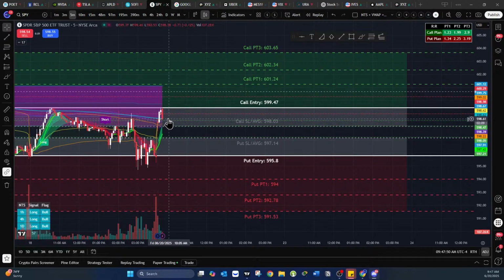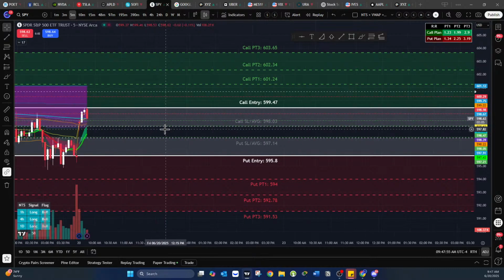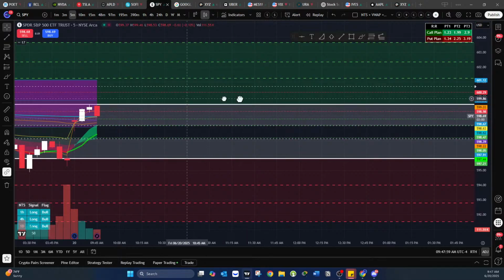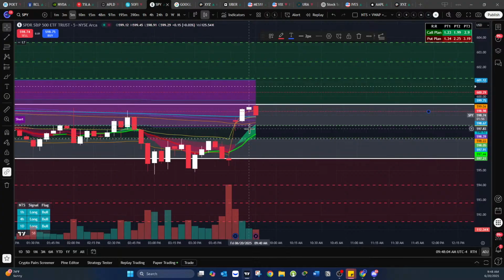We'll see. I kind of like this for a bounce, man, right here. This is some confluence here. Let me zoom in here. Let me remove these lines. This is probably some previous resistance that I marked.